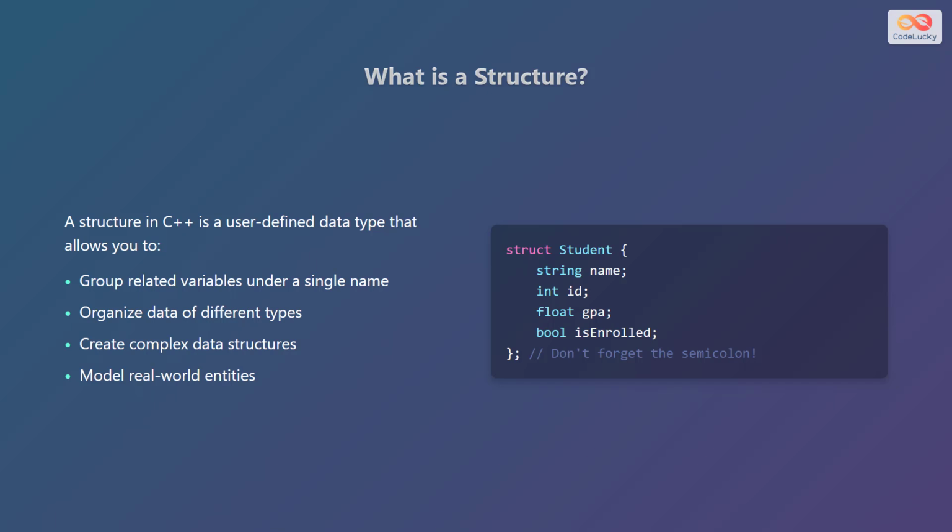For example, here's a simple structure named student. It contains a string for the student's name, an integer for their ID, a float for their grade point average or GPA, and a boolean to indicate if they are currently enrolled. Remember to include the semicolon after the closing curly brace of the structure definition.